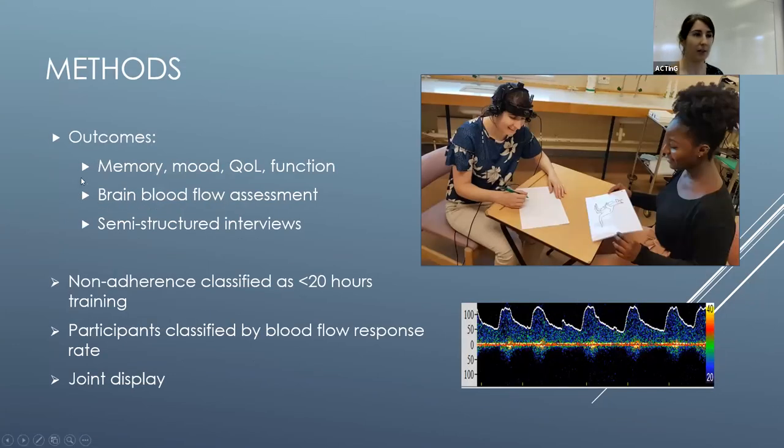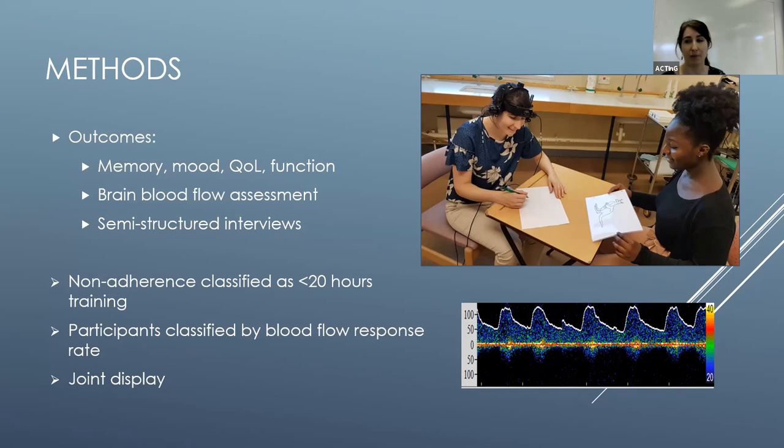So the outcomes for the study we looked at cognition. So we used the Addenbrooke's Cognitive Examination. We looked at mood using the Geriatric Depression Scale, quality of life using the DemQOL, and function using the Lawton IADL. We also conducted a brain blood flow assessment on all the participants. So you can see a picture of me sporting our transcranial Doppler system, which is an ultrasound-based way of measuring brain blood flow. It's quite nice for people living with dementia because you don't have to put them through a scanner. You can interact with them the whole time. There's no radiation involved. And also you can do tasks with people.